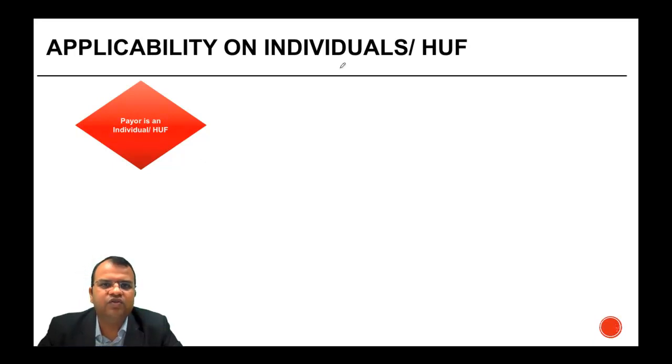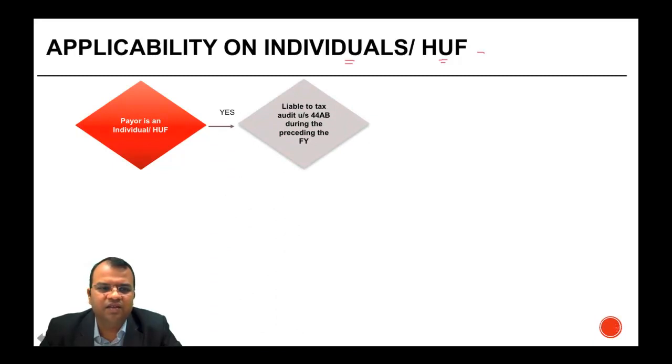Now, when are individuals and HUF covered? In other words, when are they liable to deduct TDS? If the payer is an individual or HUF, the first question we need to ask is, is the individual or the HUF liable to tax audit under Section 44AB during the preceding financial year? So if I have to withhold tax during financial year 2018-19, I will check whether during financial year 2017-18, this individual or HUF who is making the payment was liable to tax audit under Section 44AB.